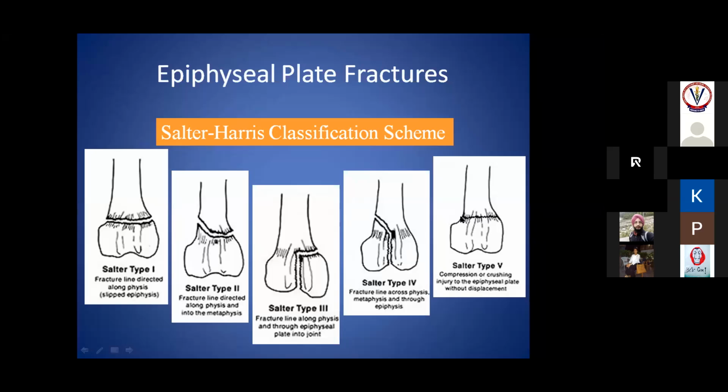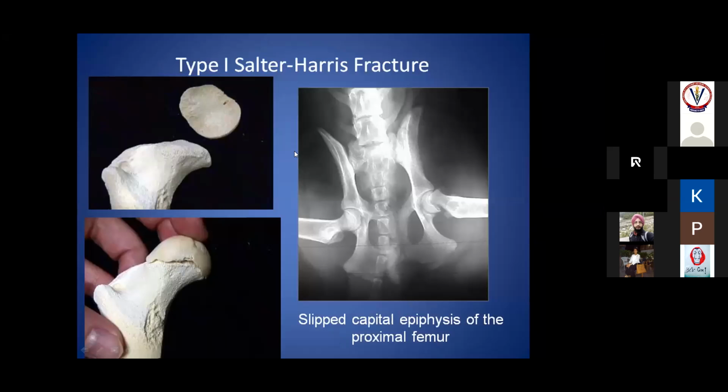And in type 5, there is a compression along the epiphyseal plate. There is no displacement. Whereas in type 1, there is a fracture line along the epiphyseal plate, and there is a slipped epiphysis. So in 1 and 5, it is a compressive force acting on the epiphyseal plate. So this is the 1, 2, 3, 4, 5 classification for the Salter Harris type of classification.